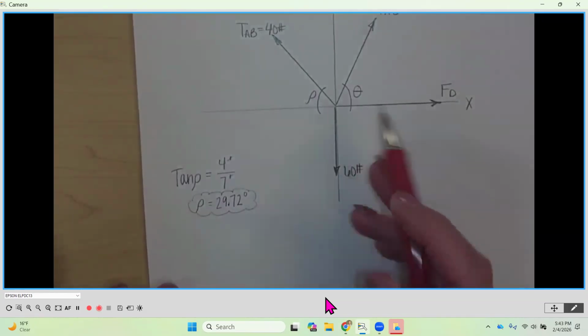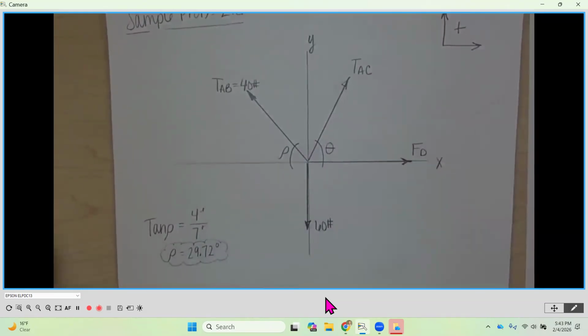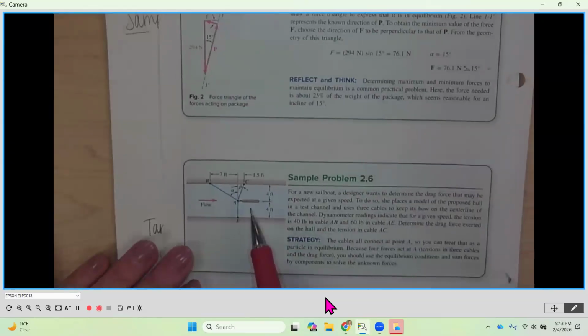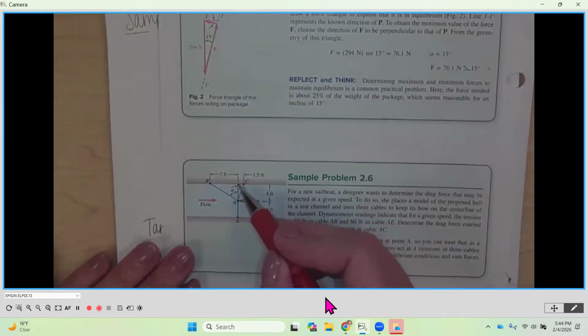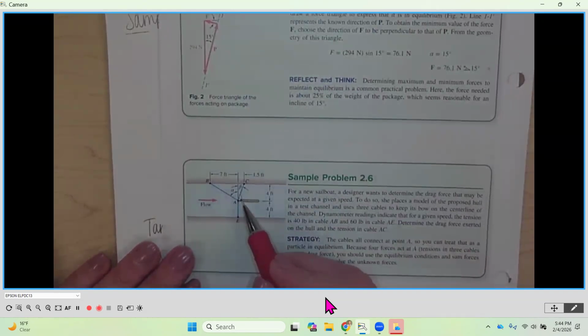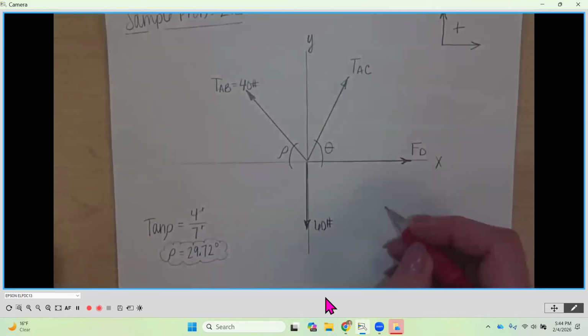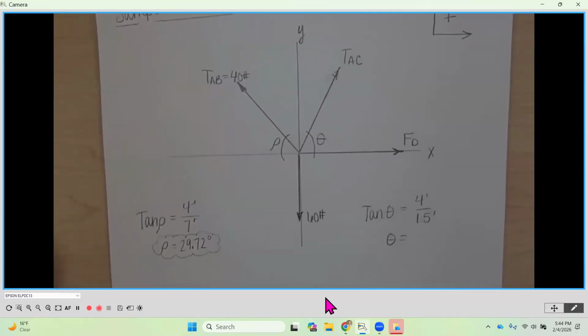And then theta, all right, theta is the angle here. So if we go back to our illustration, okay, and we look at the dimensions that were given, theta is going to be right here. So we would have 4 feet down again, okay, and then they have 1.5 feet over. Okay, so if we look here where theta would be, the side opposite would be the 4 feet, and the side adjacent would be the 1.5. So over here, I'm going to say tangent theta is equal to 4 feet divided by 1.5 feet. What do we get for theta?